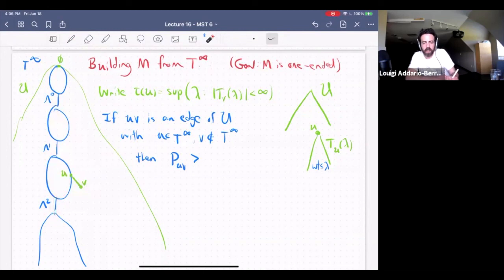Okay, so let me actually label all the vertices in this. Let me assign a value lambda to all of these vertices. I'll say that lambda_u is defined to be lambda_i if u is in T_i. So this vertex has lambda_u equal to lambda 2.